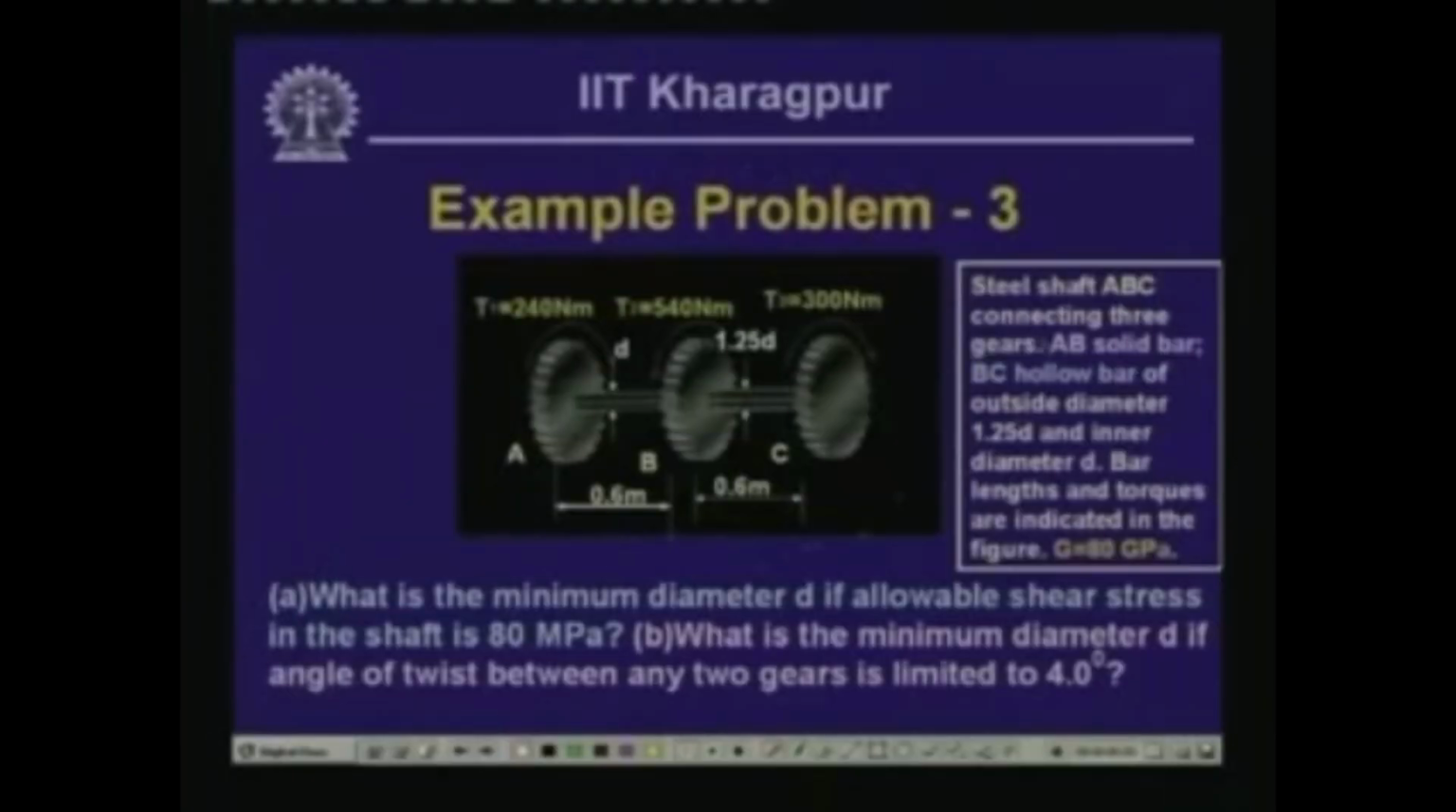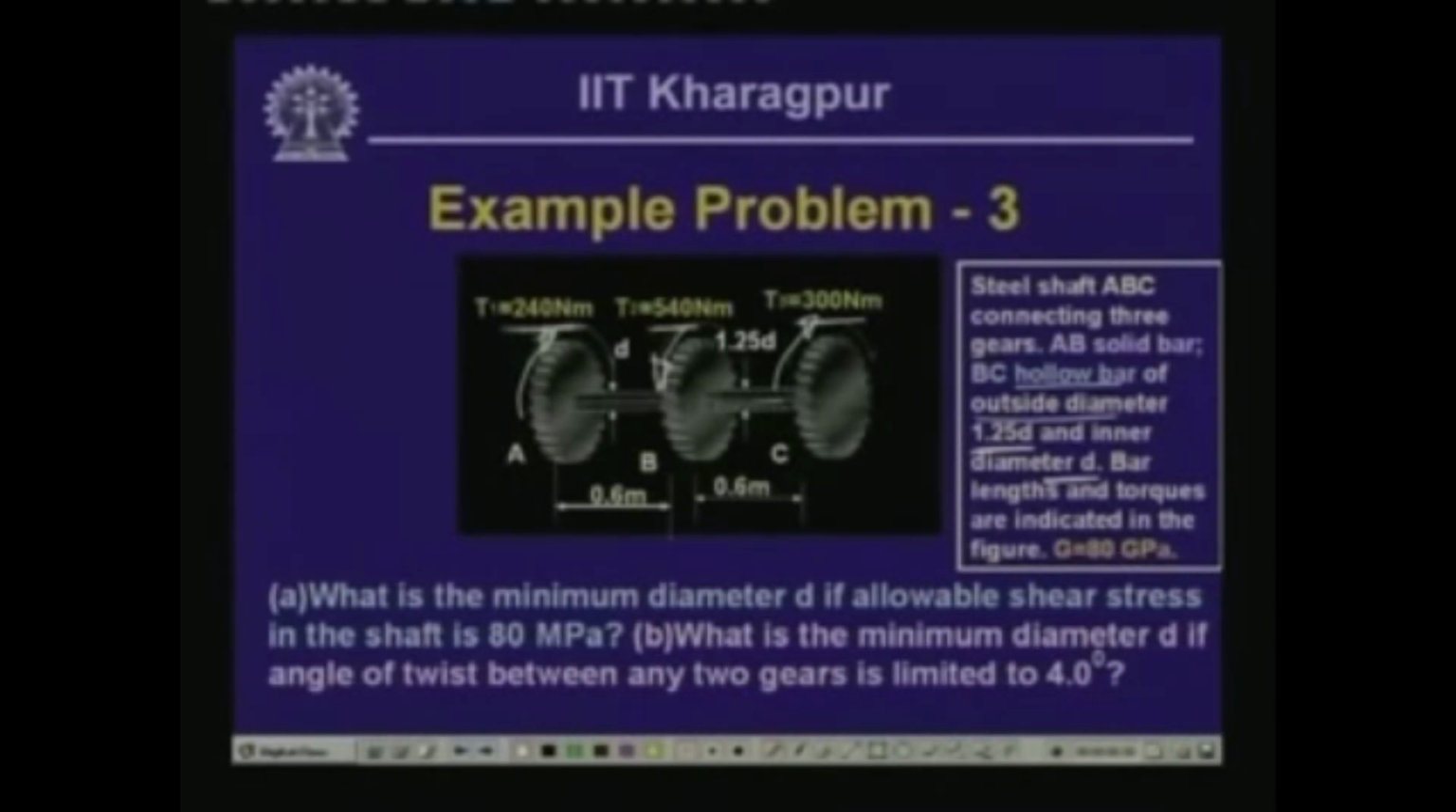Now here a steel shaft ABC is connected with three gears at A, B and C, and these gears are transmitting moments of 240 Newton meter, 540 Newton meter and 300 Newton meter, and their directions are that 240 Newton meter is acting in this form, whereas 540 is acting in this direction and 300 is acting in this direction. So, these are the three directional values, and AB is the solid bar and this is the hollow bar of outside diameter 1.25 times d and inner diameter d. Bar lengths are given over here, G is 80 GPa.